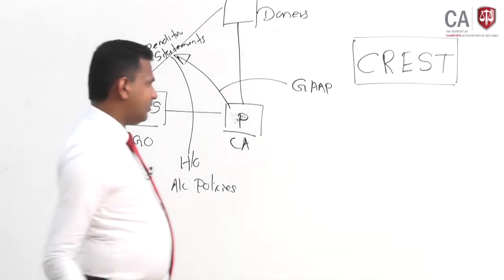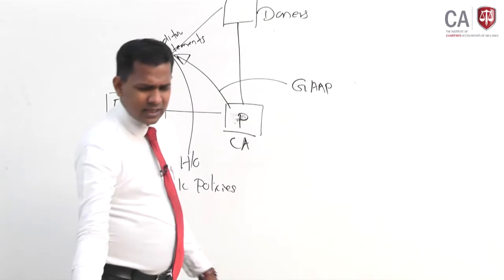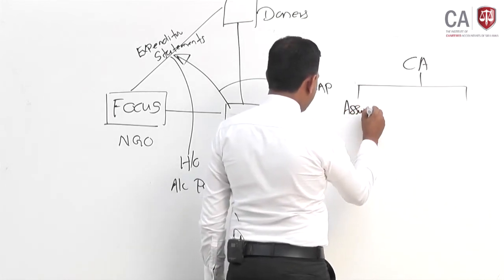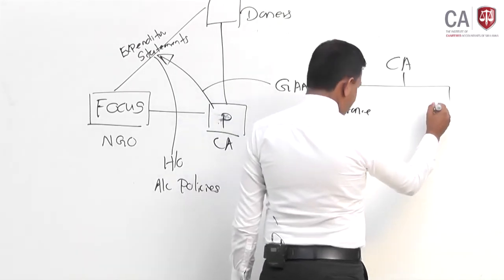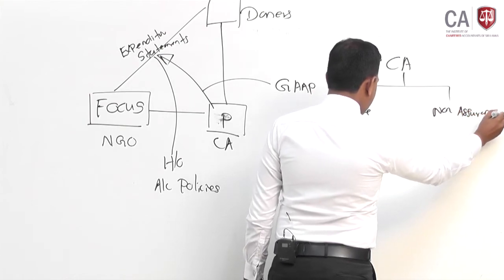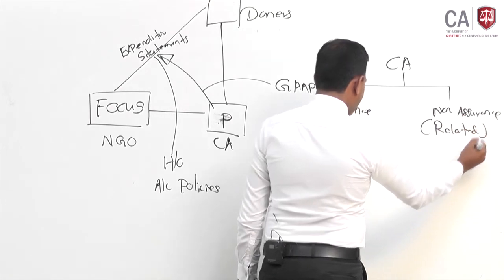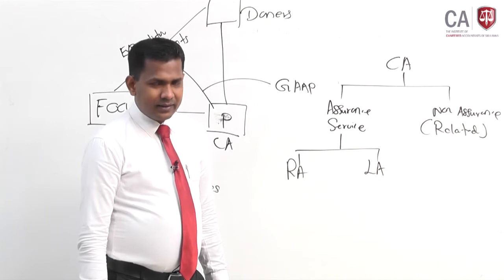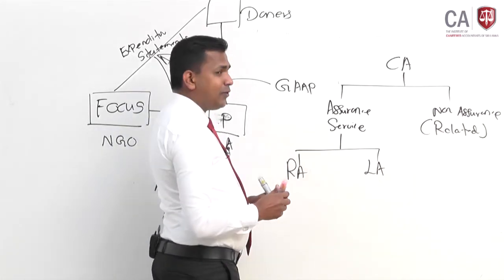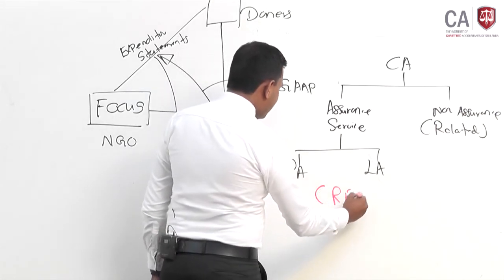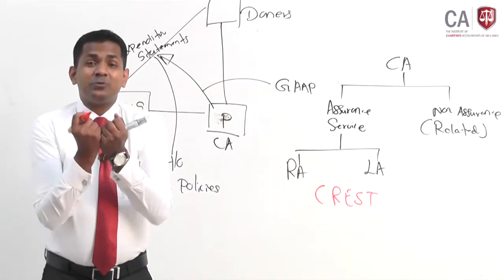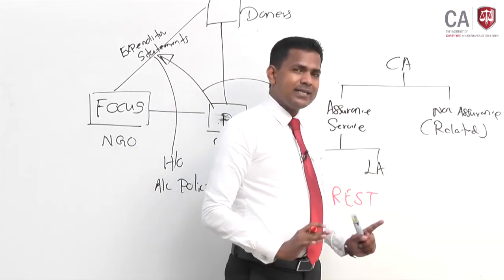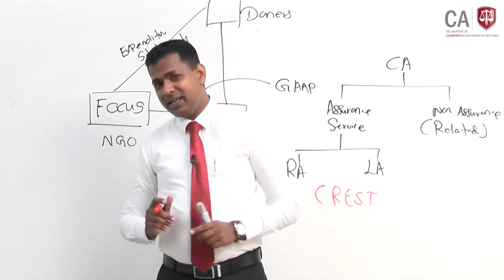I'll just recap the theory, because most of the students get confused here. A chartered accountant can provide two types of services: assurance services, and non-assurance services, which we call related services. Assurance services can be reasonable assurance or limited assurance. To define anything as an assurance engagement, the five elements given in the assurance framework, CREST, must prevail. All five elements must be satisfied. If all five criteria are not fulfilled, those engagements are categorized as non-assurance engagements, related services, which have been discussed under the assurance services.